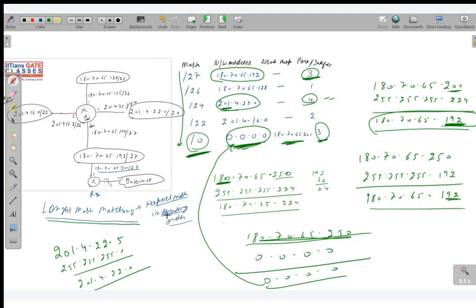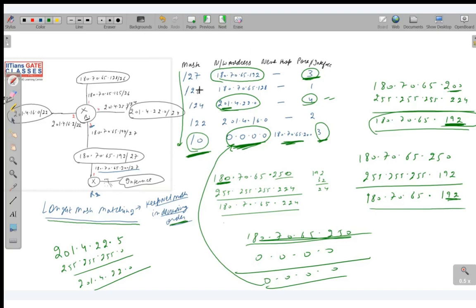This is known as longest mask matching. That means keep the net mask in decreasing order. Now the beauty is this: in the GATE exam they will try to play tricks. They will keep them in increasing order. It hardly matters whatever they keep, but you have to apply longest mask matching. That means you will make a match with the longest mask first. That is the basic thing.